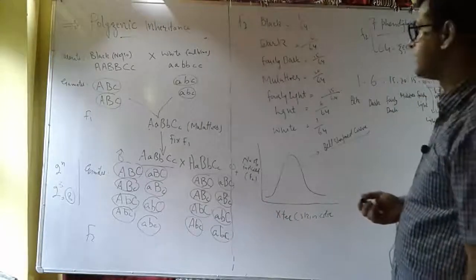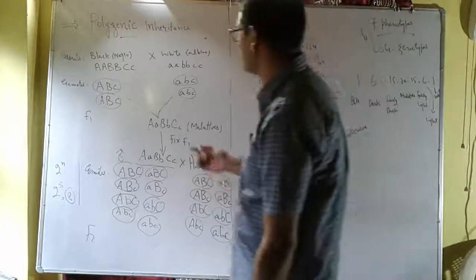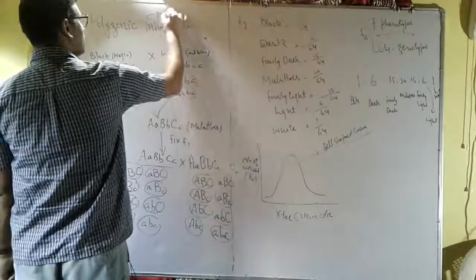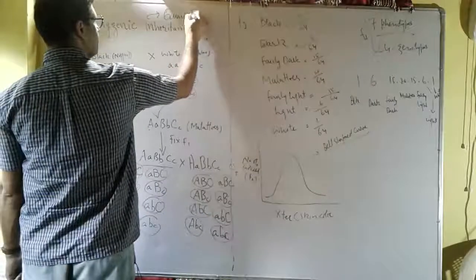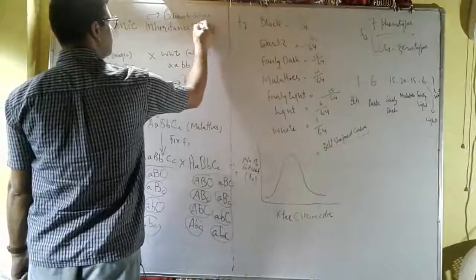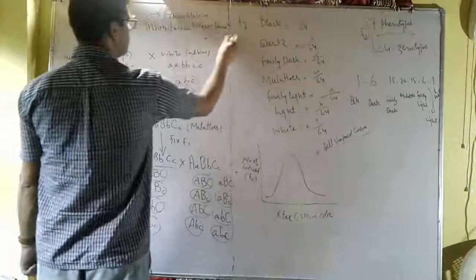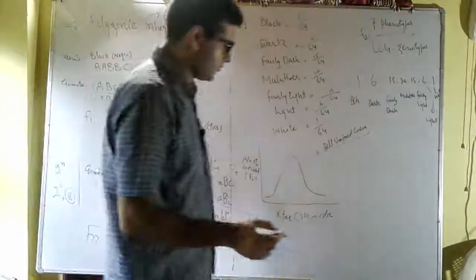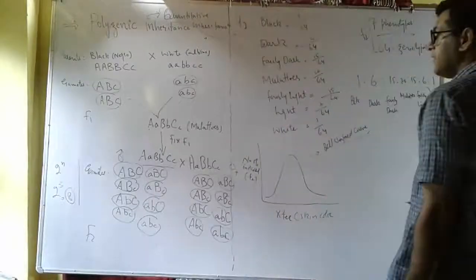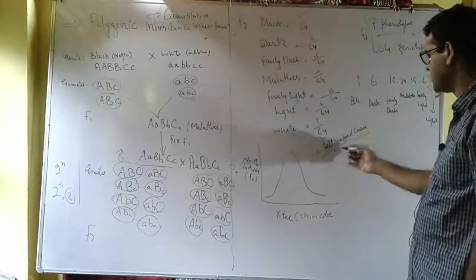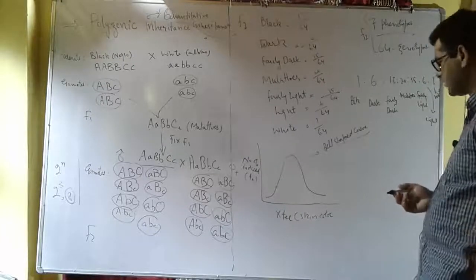This polygenic inheritance is also known as quantitative inheritance, and the traits are also called quantitative traits. So, a bell-shaped curve in case of polygenic inheritance or quantitative inheritance.